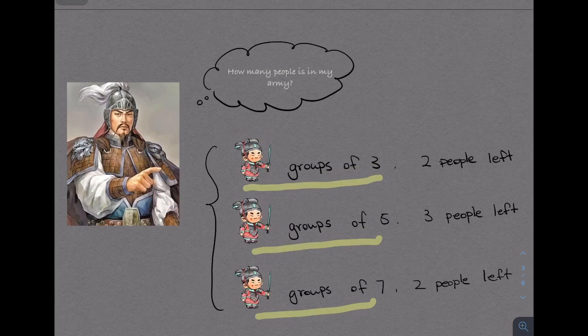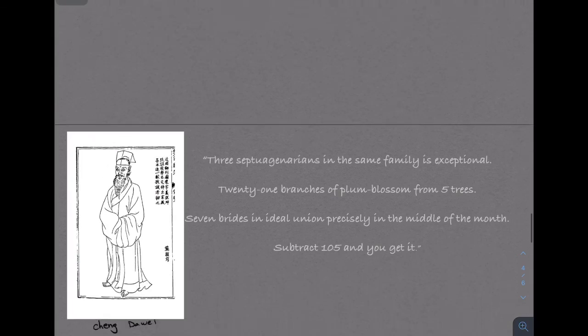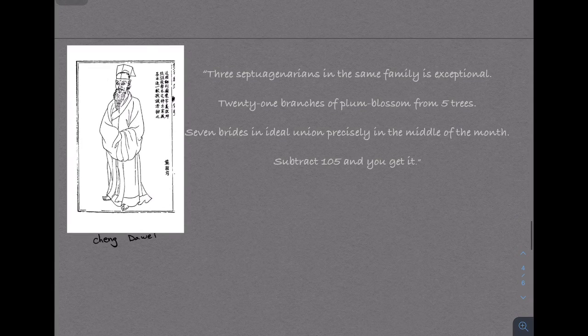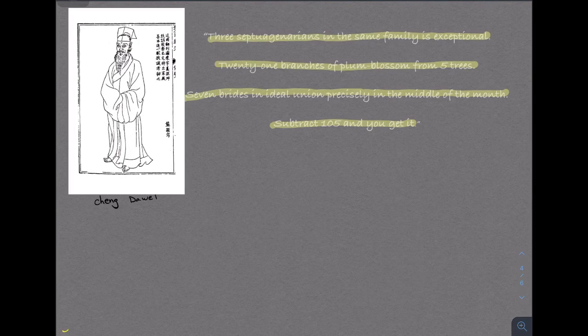Now let's use Sun Zi's method to solve this problem. Fun fact, there was a mathematician from the Ming Dynasty whose name is Cheng Dawei, who made a poem for this method. So here is the poem. We suppose there are n soldiers in the army, so n soldiers.